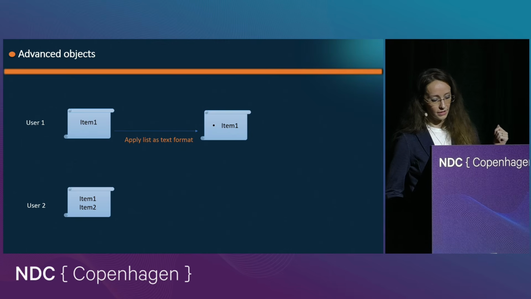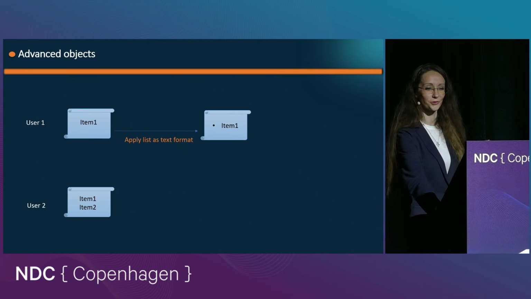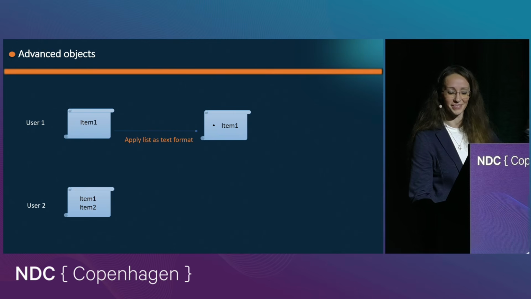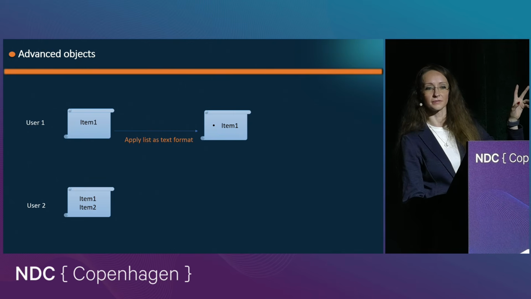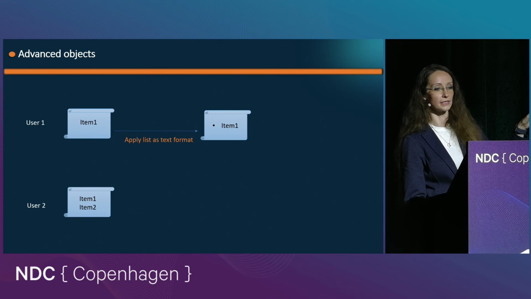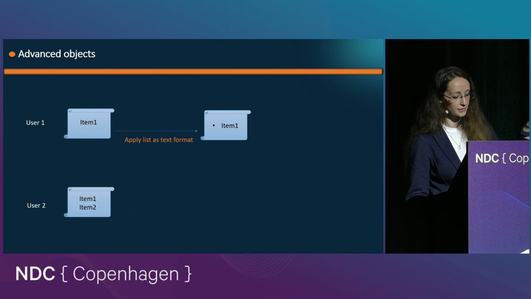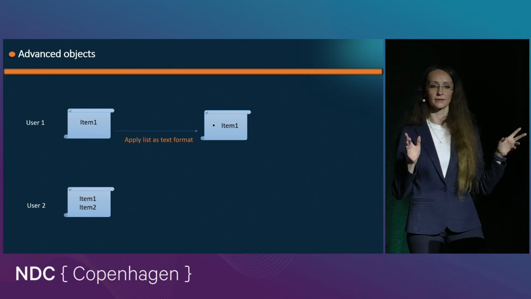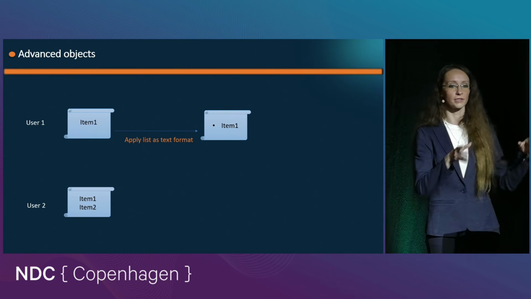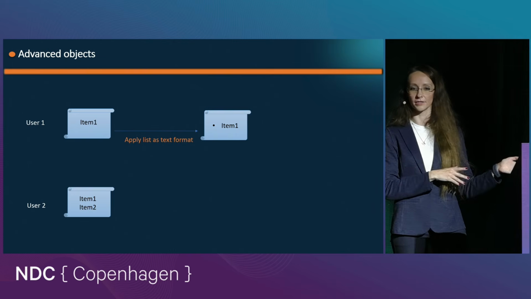So let's assume, I think I showed you this from the beginning, we have 2 users, user 1, user 2. The first user had only item 1 initially on the list. Second user had item 1 and introduced item 2. Up until this moment, we know that both of them will end up with item 1 and item 2. We have seen this so far.